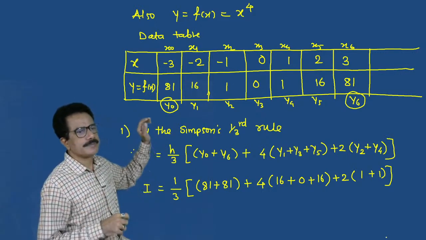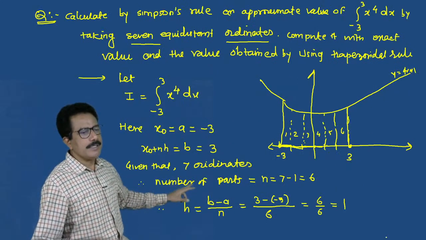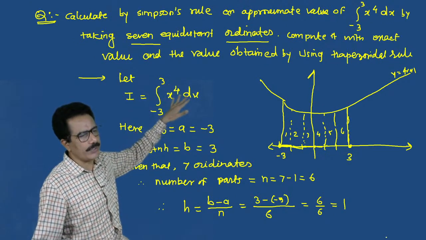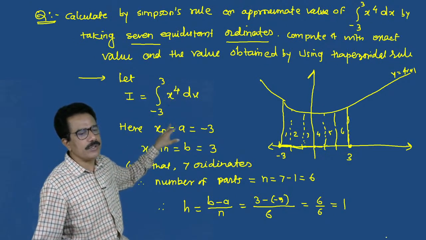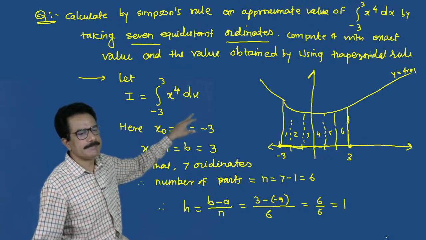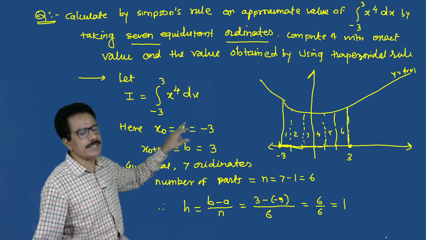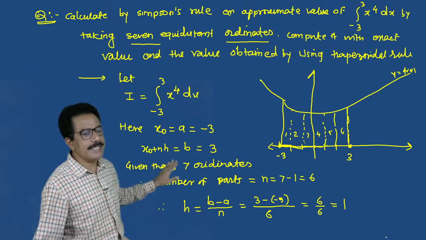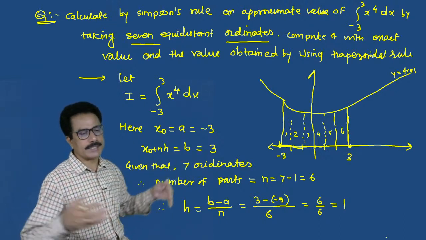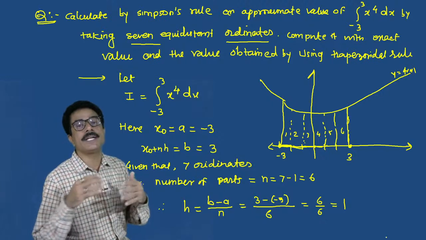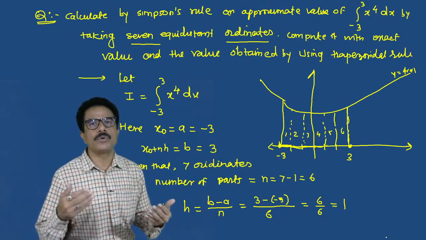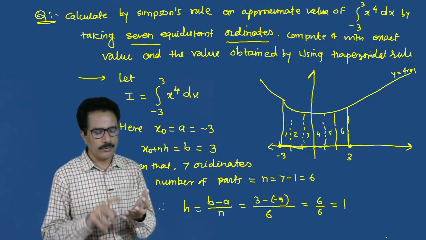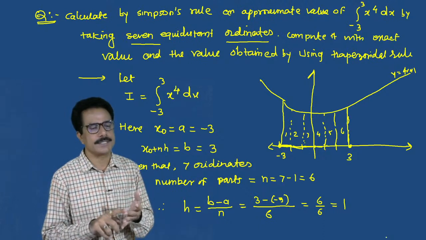So actually see this, given integral -3 to 3 x raised to 4 dx. If we consider x0 is equal to a is equal to -3, x0 plus nh which is equal to b is equal to 3. Given that 7 ordinates, we have to take the 7 ordinates, means y0, y1. Ordinate means y coordinate. 7 ordinates means y0, y1, y2, y3, y4, y5, y6.